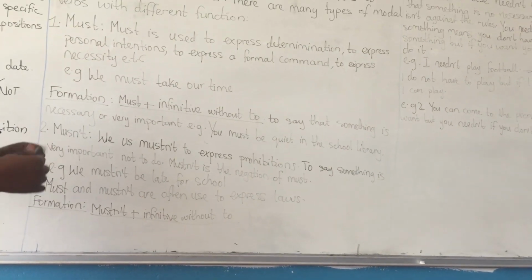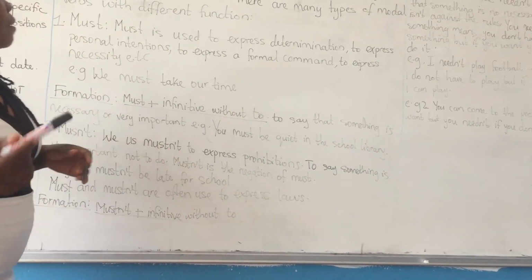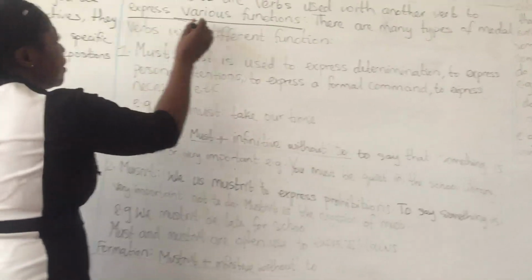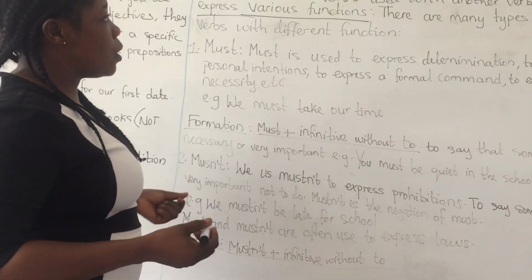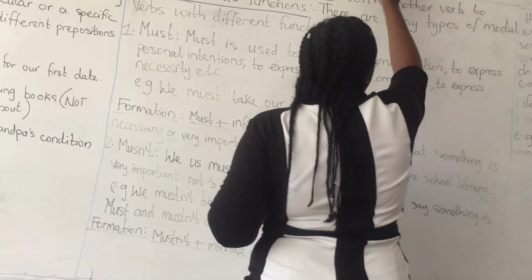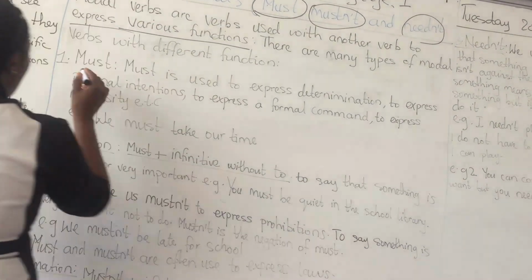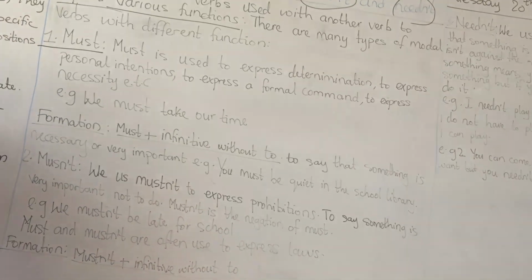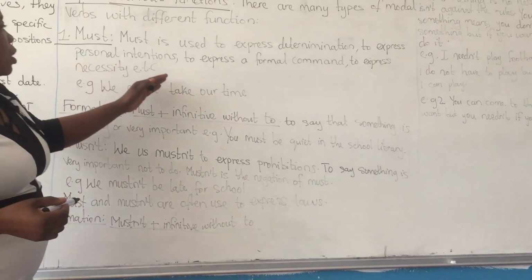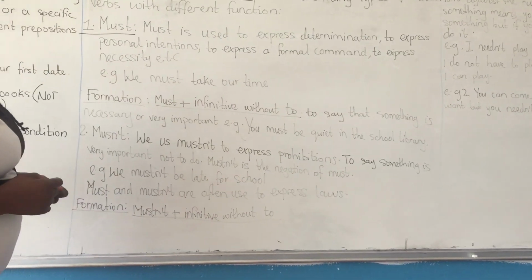Why do we call them modal verbs? Modal verbs are verbs used with another verb to express various functions. There are many types of modal verbs, but we will be seeing these 3: must, mustn't, and needn't. Number 1 is must. Must is used to express determination, personal intention, a formal command, or necessity, etc.